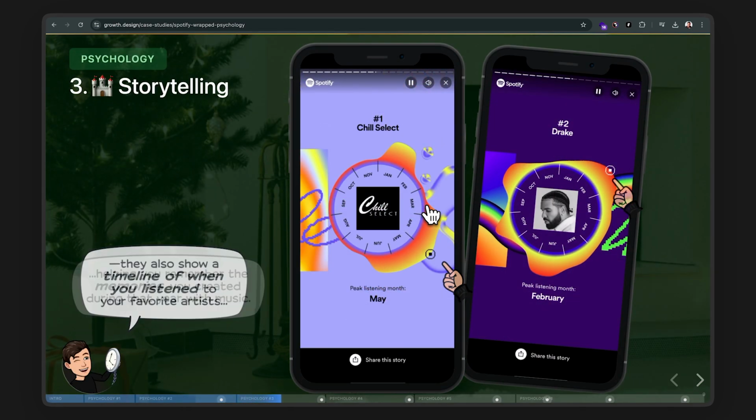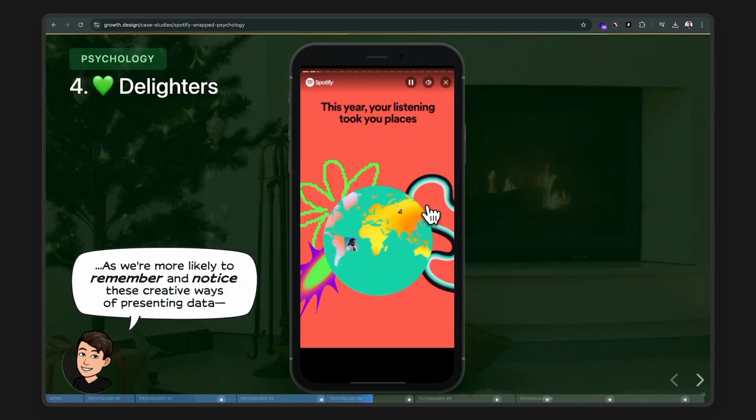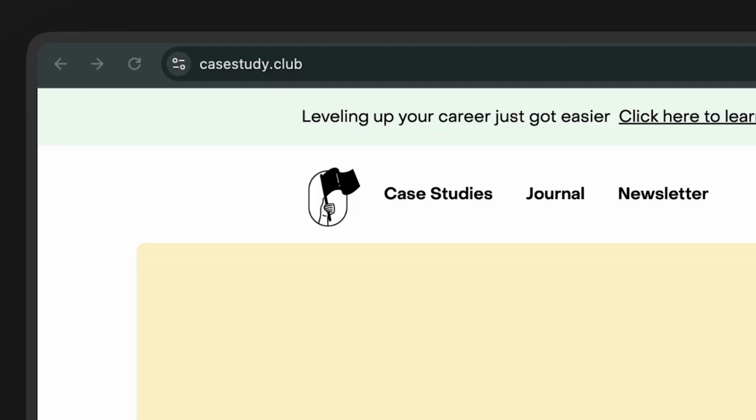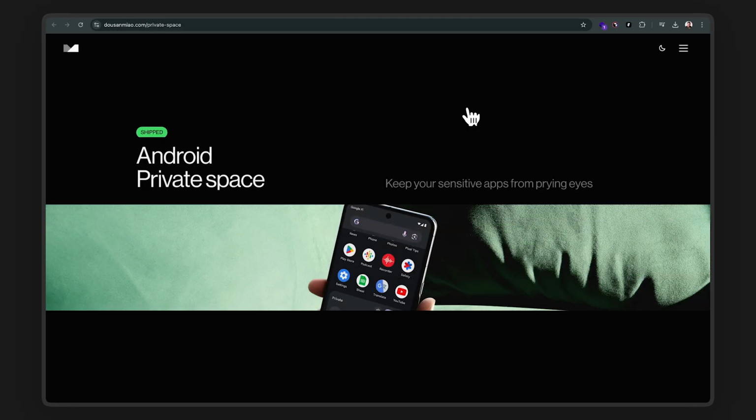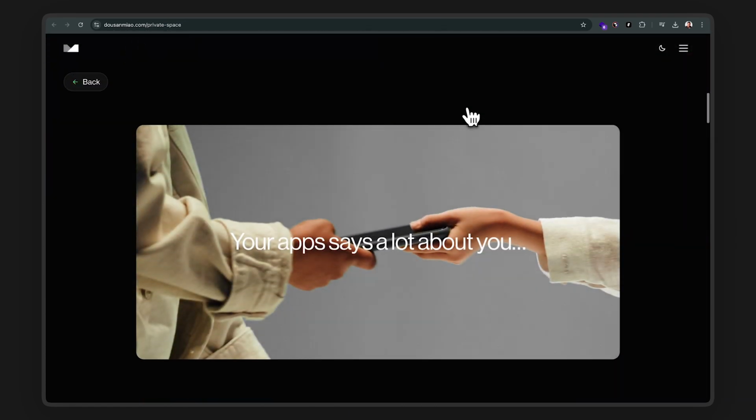But what about real projects and case studies from builders? Well, let me introduce you to Case Study Club. Well, you'll find exactly that, real projects from real designers at startups and tech companies alike.